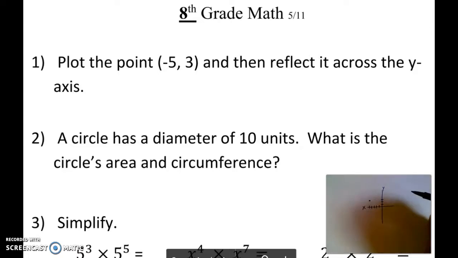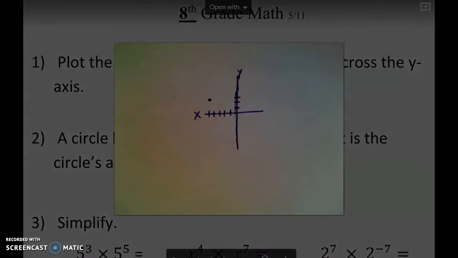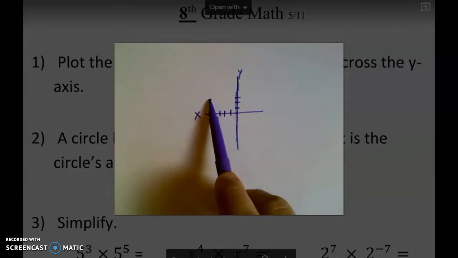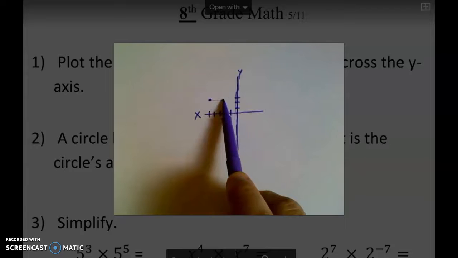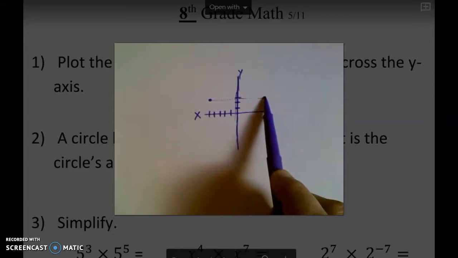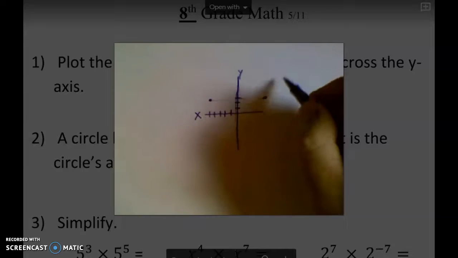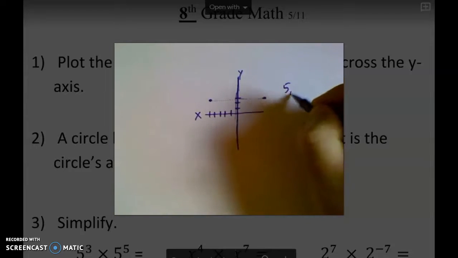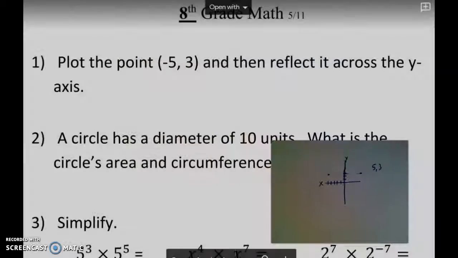And it says to reflect across the y-axis. So this is the y-axis, and reflect across simply means we're going to pick this point up and put it down the exact same distance on the other side of the axis. So it's nice and symmetric. I look and see it's 5 units away from the y-axis, so now it's going to be 5 units on the other side of it. So its new coordinate will be +5, 3.